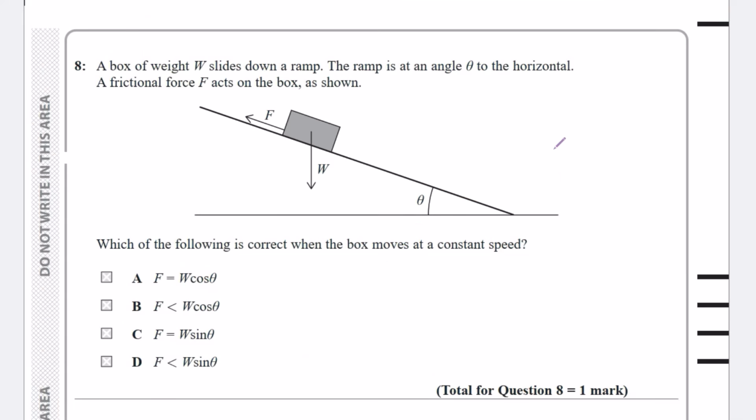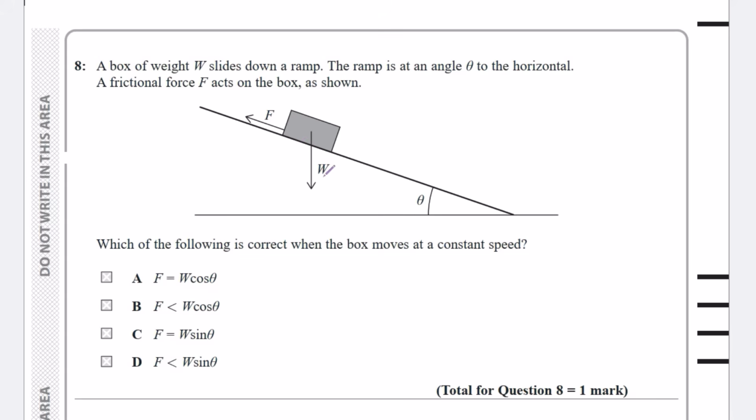8 is a relatively easy question. The question says, a box of weight W slides down a ramp. The ramp is at an angle theta to the horizontal. The frictional force F acts on the box as shown. Which of the following is correct when the box moves at a constant speed?